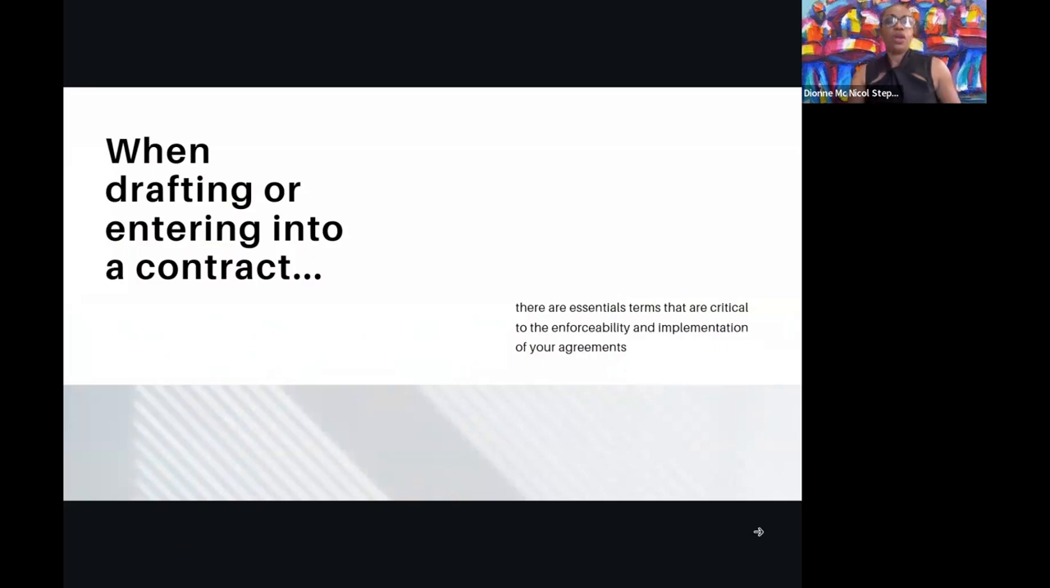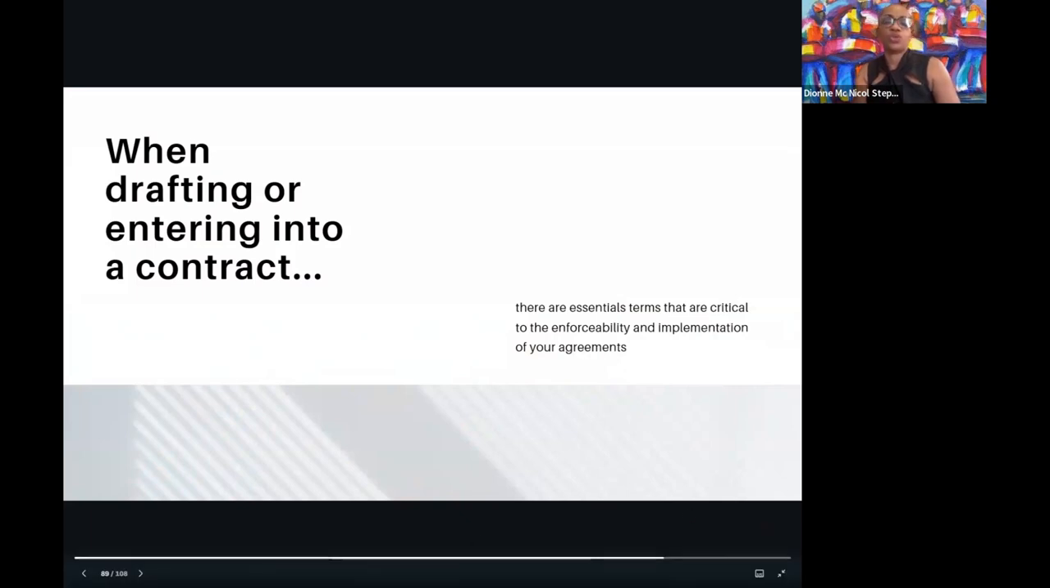Okay. So when you're drafting or entering into a contract, there are essential terms that are critical to the enforceability and implementation of your agreements. Because what you want to do is have agreements that function, not just agreements that sit in your drawer, right? You want to arrive at workable agreements. So let's go through some of the terms.